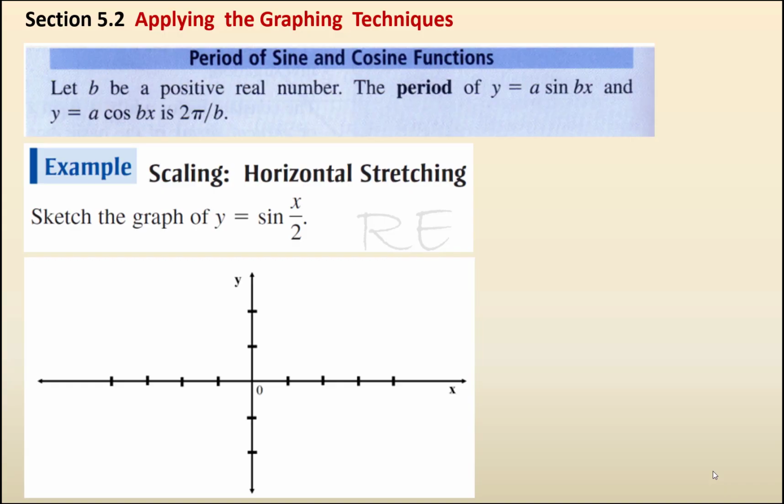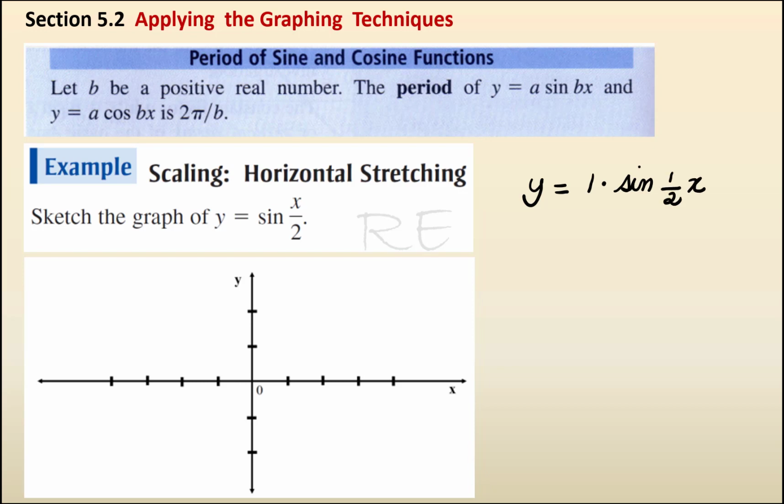Let b be a positive real number. The period of a function of the form y is equal to a sine bx and y is equal to a cosine bx is 2 pi over b. Remember that the period is the distance between two matching points. Period or cycle means the same thing in trigonometry.